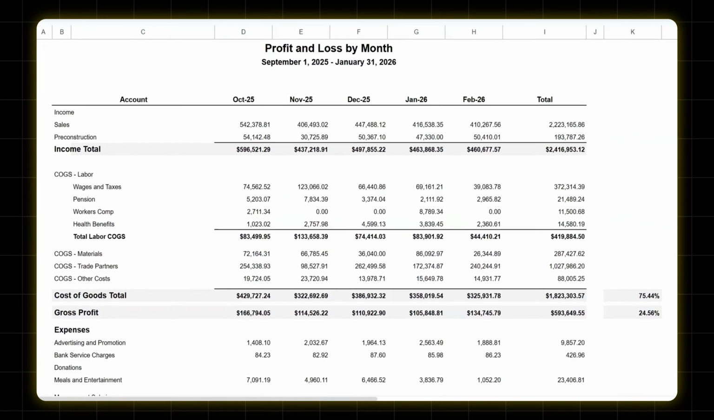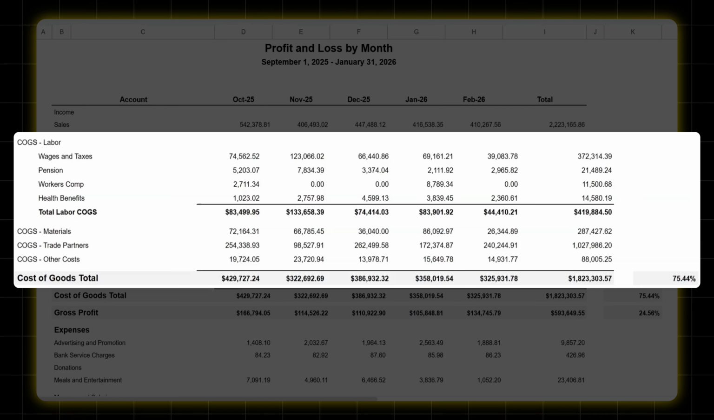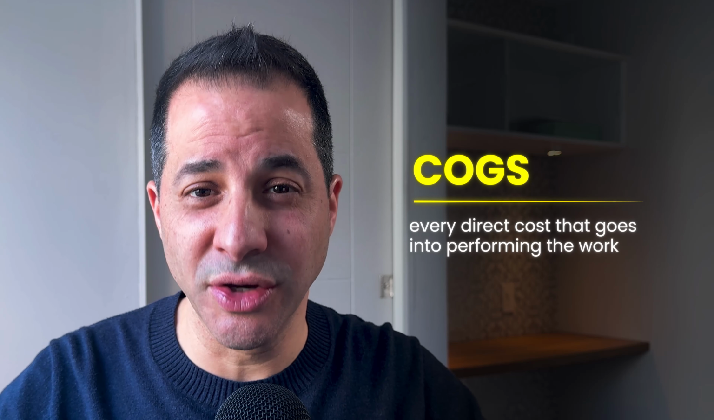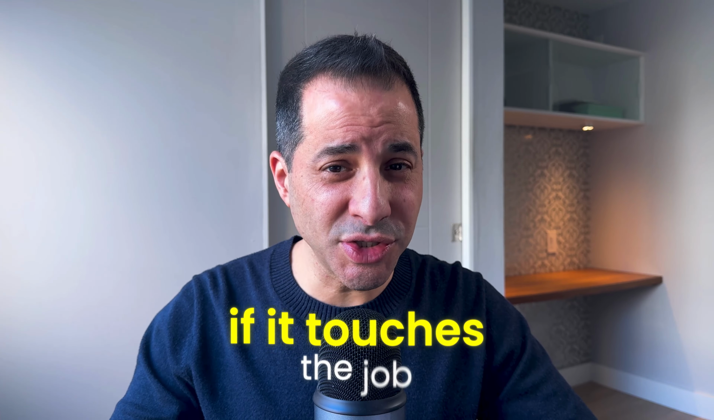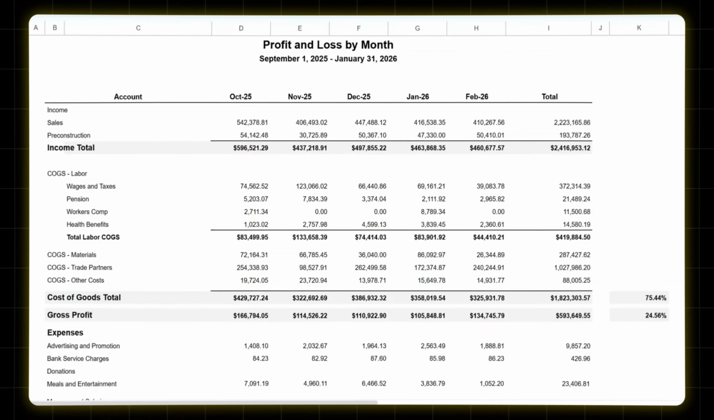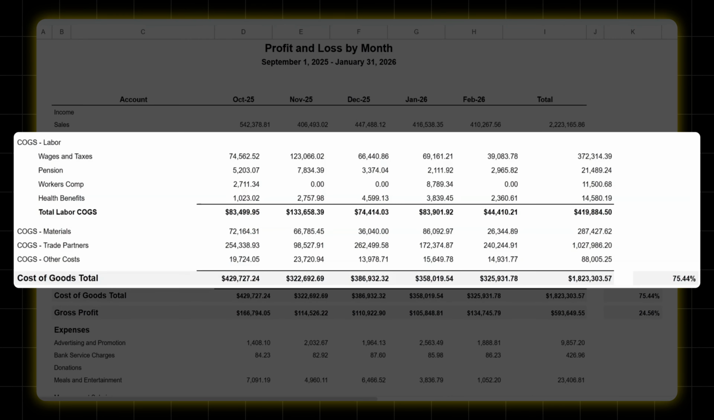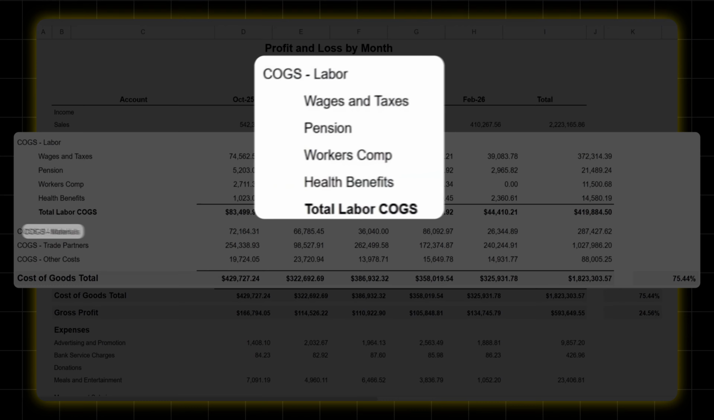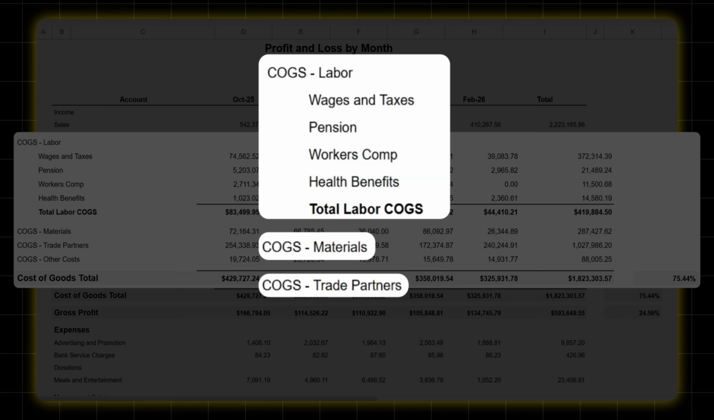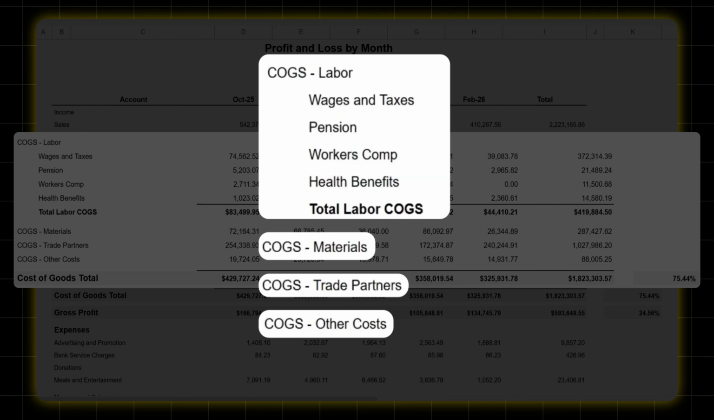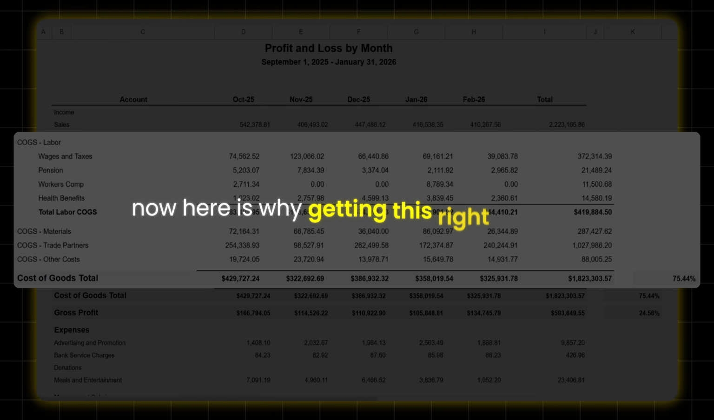From income, we move down to cost of goods sold, and this is the part where most P&Ls start to break down. Cost of goods sold is every direct cost that goes into performing the work. If it touches the job, it lives here. Now, there are 3 main cost of goods accounts that you should see in a construction business: labor, materials, and trades. And then there is a 4th account called other costs for direct project costs that don't fit cleanly into the other 3.